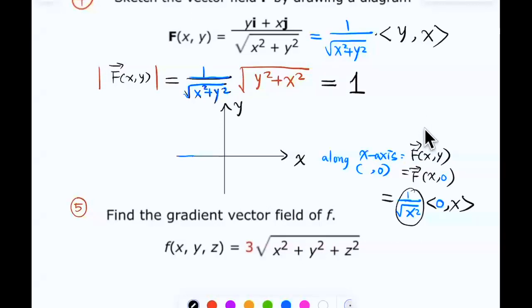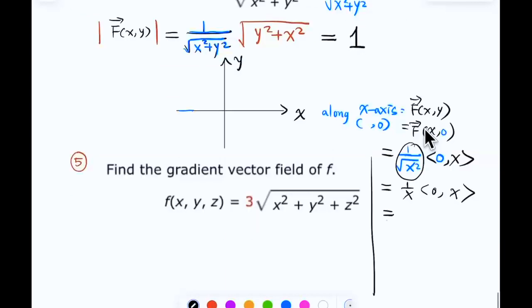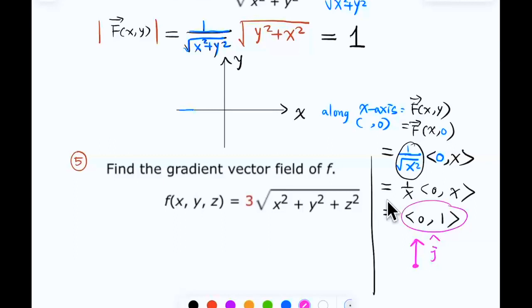This one here is just 1 over x, right? So simplifying here, this is what? It's going to be 0, 1, right? So along the x-axis, all the vectors will be 0, 1. How does the 0, 1 vector look? It doesn't go left and right, it only goes up, like this, right? So this is the J vector. So along the x-axis, it's going to be like this all the time, right?